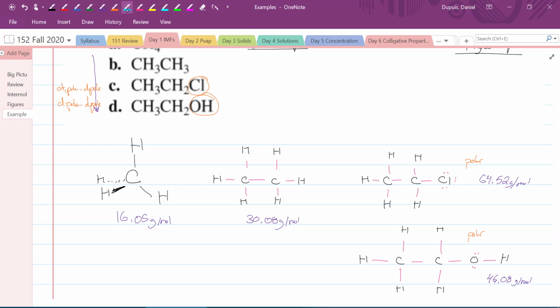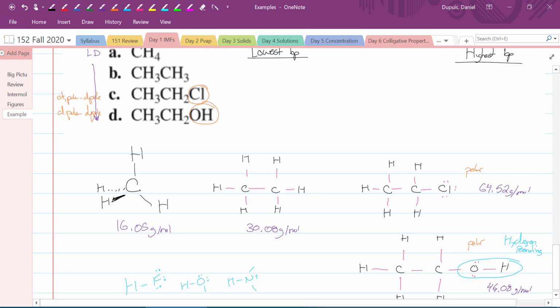Now, there's one more thing here. What do I notice? Hydrogen bonding. Right? Because hydrogen bonding occurs when I have H bonded to F, H bonded to O, H bonded to N. Because there's lone pairs here that this can happen with. So hydrogen bonding, which is the strongest. So chances are ethanol will have more intermolecular forces than chloroethane, CH3CH2Cl.